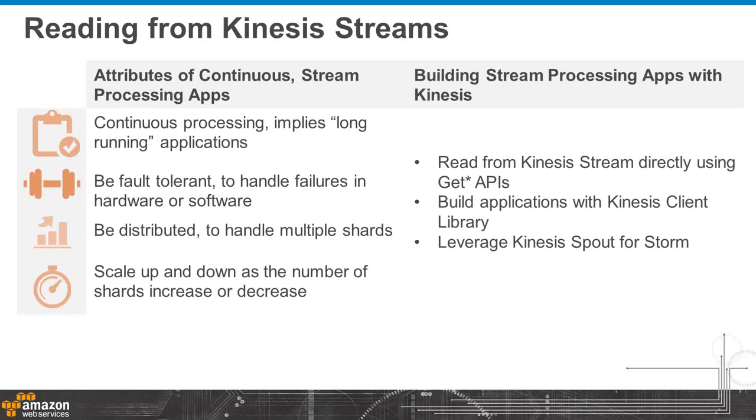Let's switch sides now. We've learned about what the stream is, what is the unit of scaling, specifically the shard, and what it means to put data into the Kinesis stream using the partition key. Now, how about reading data from Kinesis streams and setting up to do continuous processing? Before we get into the details, there are some higher level attributes that we believe a continuous stream processing application embodies. The key attributes are as follows.